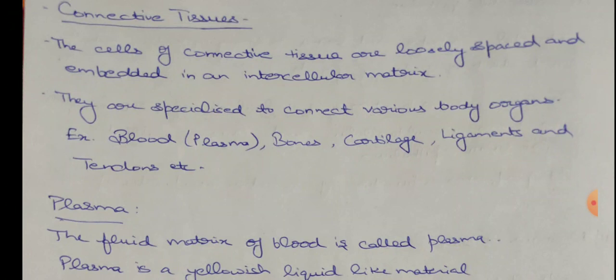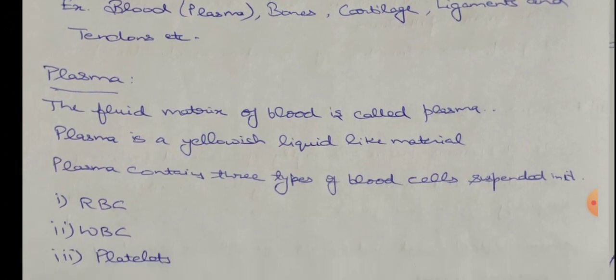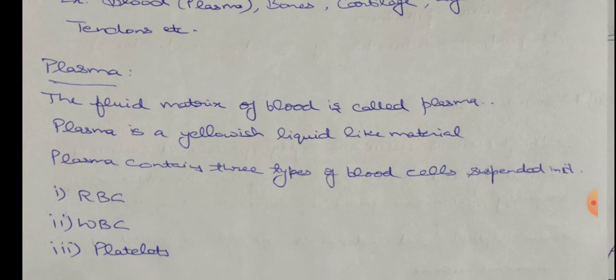As the name suggests, students, connective means they help to establish a connection between two things. That is why they are known as connective tissue. So let us start with the first, that is blood, or we can say the plasma. The fluid matrix of blood is called plasma. It is a yellowish liquid-like material. Plasma contains three types of blood cells suspended in it, namely RBCs, WBCs and platelets.